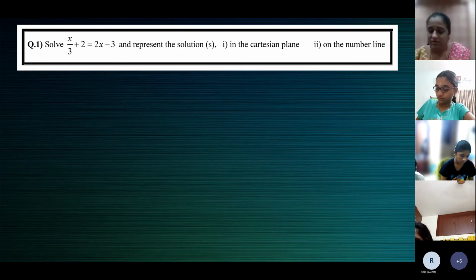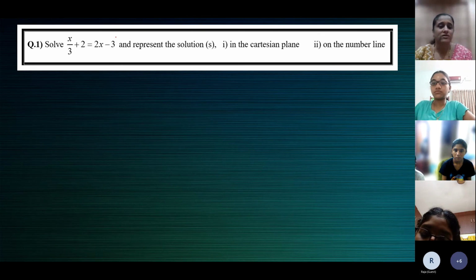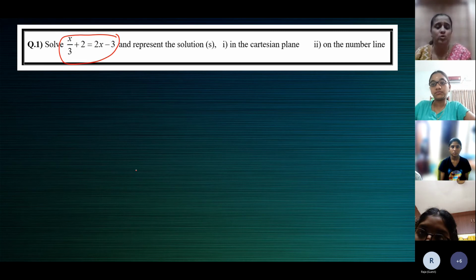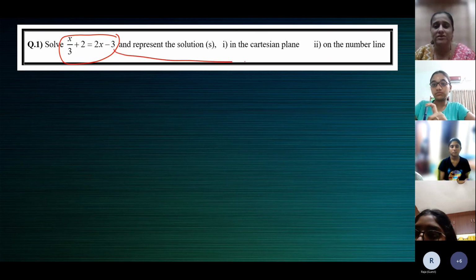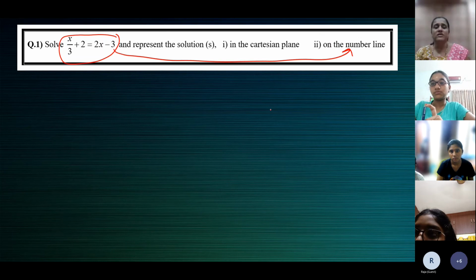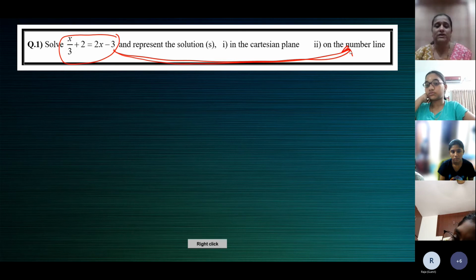When I'm talking, please listen to me, children. Don't write. Now see here, this equation, all of you tell me, does it have one variable or two variables? One variable. It has one variable, so its solution will be represented on the number line.